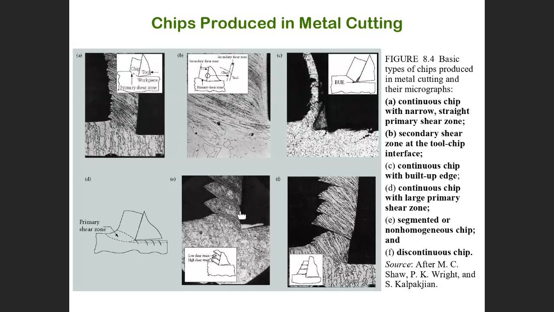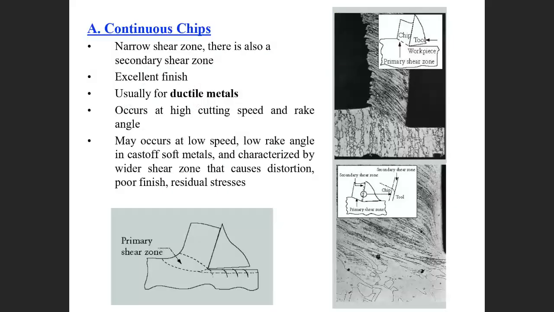As I told you, every case has a certain reason why the chip is coming like this. So whenever you get a chip, we can realize what happened in the cutting. The details of cutting can be understood from the shape, the morphology, right? That's why chip morphology is very important.